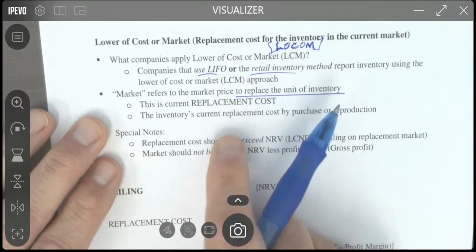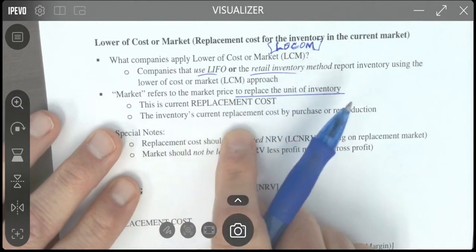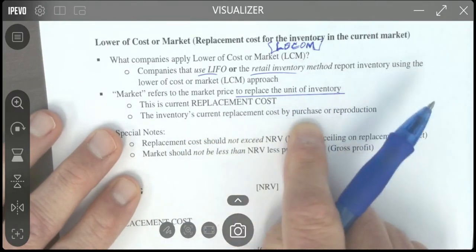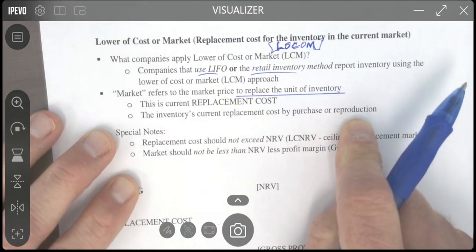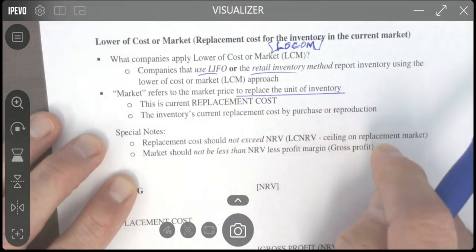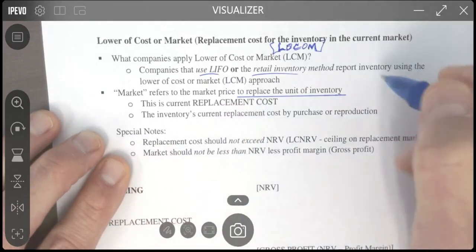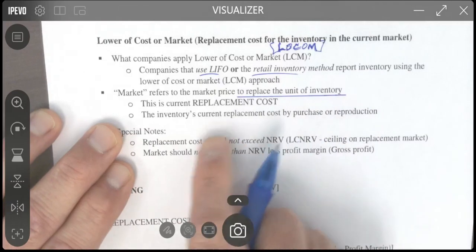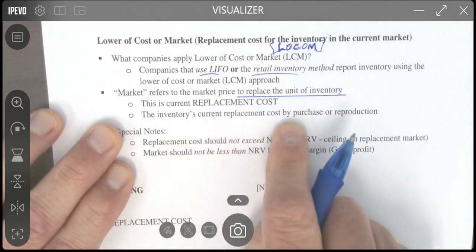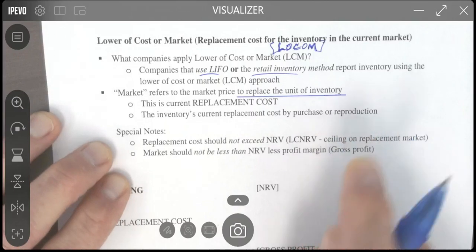This is current replacement cost, is what you'll hear it called in the real world. It's the inventory's current replacement cost by purchase or reproduction. In other words, remanufacture, if we manufacture it. Special notes, though. So this is the rule, replacement cost. The current replacement cost by purchase or remanufacture, reproduction.